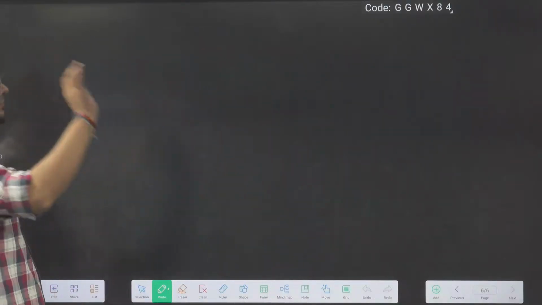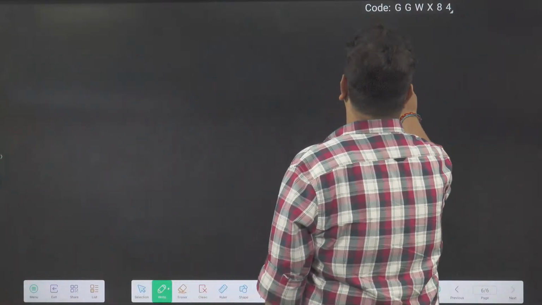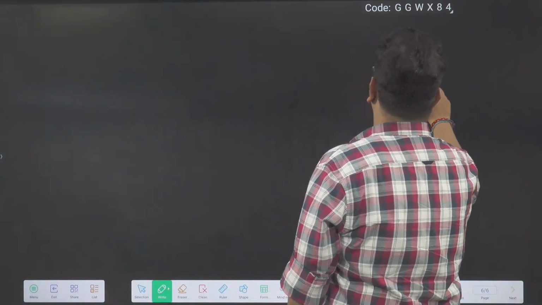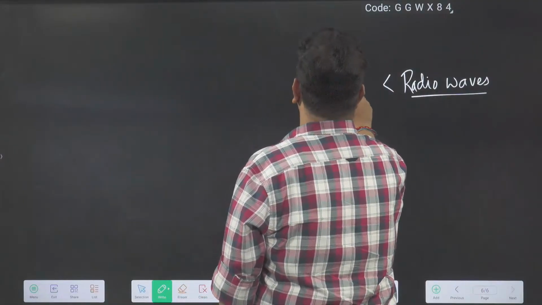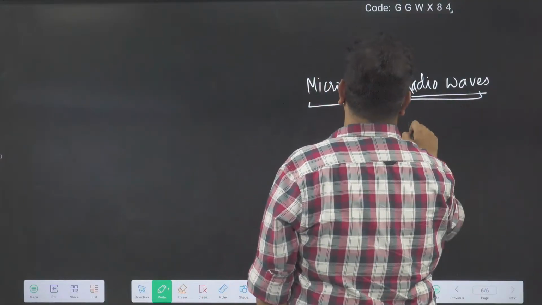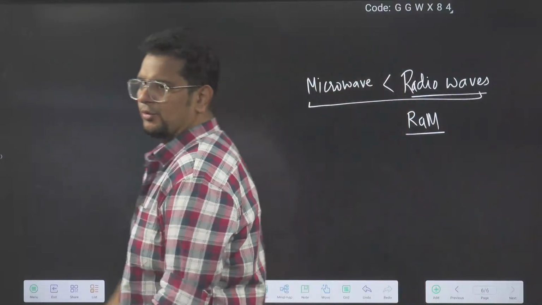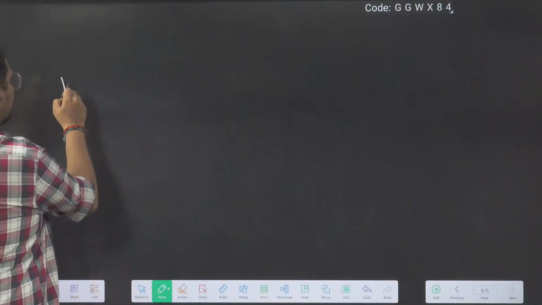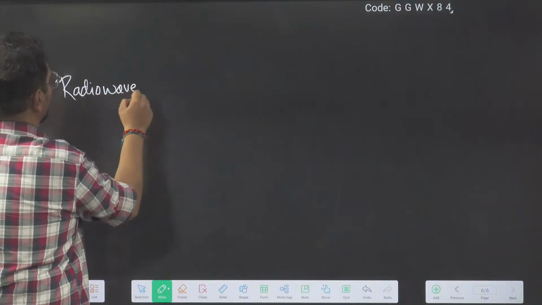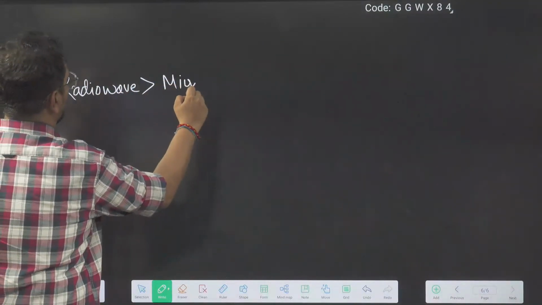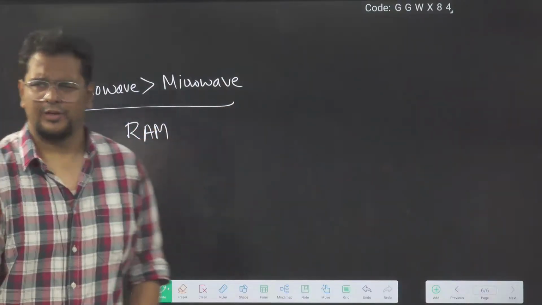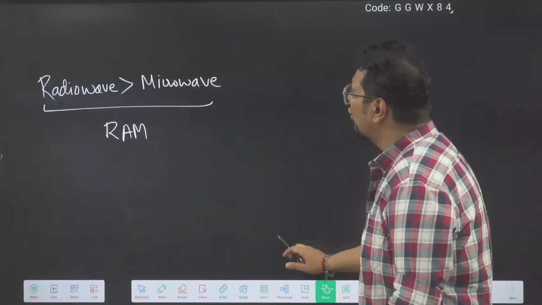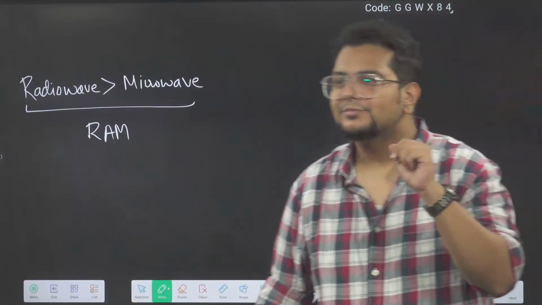Now, there are many types of EM radiation, but we have to study only a few. So we have to study from radio waves. I'm writing radio waves, then microwave. So remember, RAM: radio wave, microwave. After that, I think you all know VIB-GYOR, rainbow.